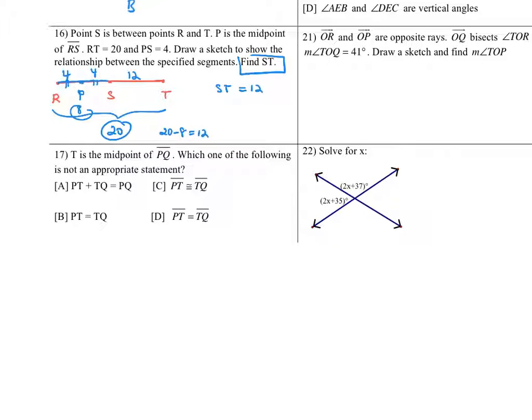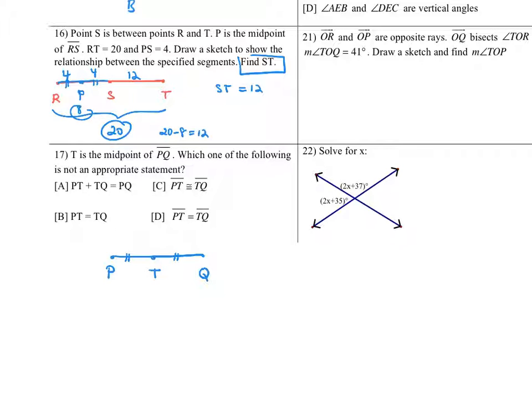Okay, number 17 is a little bit of a different type of question. This is about notation. It says T is the midpoint of PQ. So here's line segment PQ. And we're told that T is the midpoint. So that means it divides the segment into two congruent segments. So it says, which of the following is not an appropriate statement? So it's actually a little bit of a tricky question.